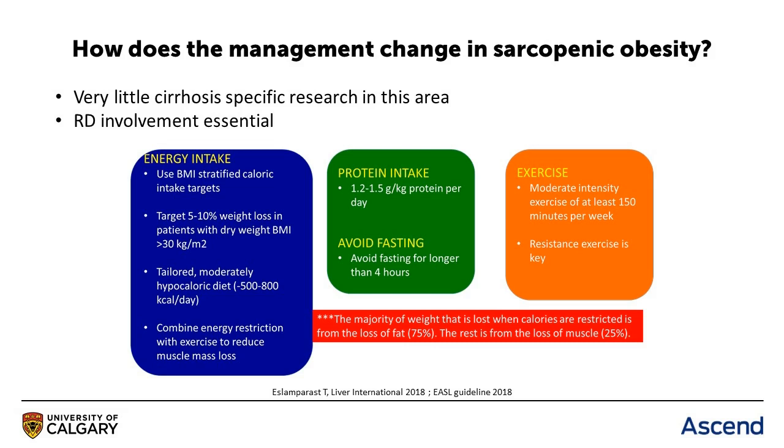And then exercise is essential as well, because when you're obese and you start to lose weight, the majority of weight lost is fat, but you're also going to lose muscle. About 25% of that weight is muscle. So that's why it's essential. Studies have looked at combining weight loss with exercise to attenuate that muscle loss. Do you recommend anything differently when you're trying to get them to lose weight pre-transplant?